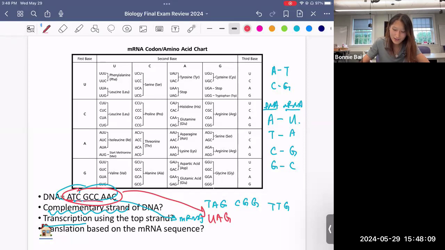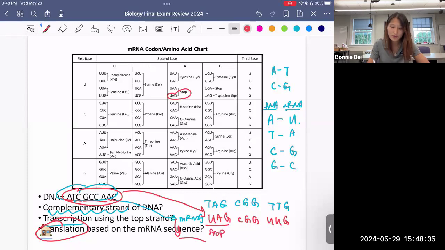And then this is CGG, no problem. A pairs with U again. A pairs with U. And C pairs with G. Since this is all made up just for practice, you might notice that when we do translation, you want to use the codon chart, right? And you're using mRNA codons. So you're reading the chart, right? So you're finding UAG on here, and UAG happens to be a stop codon.